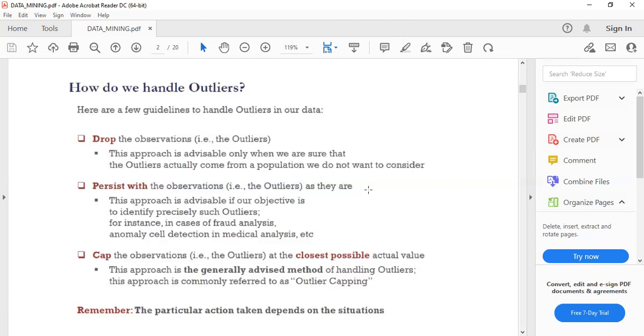Cap the observations at the closest possible actual value. This approach is the generally advised method of handling outliers. This approach is commonly referred to as outlier capping. The particular action taken obviously depends on the situation.